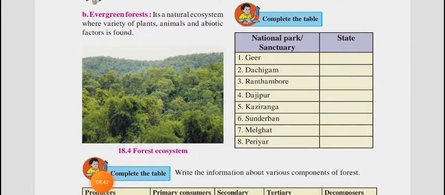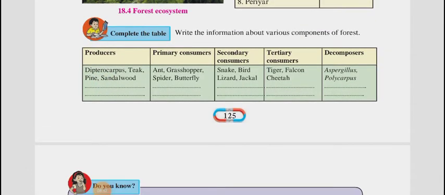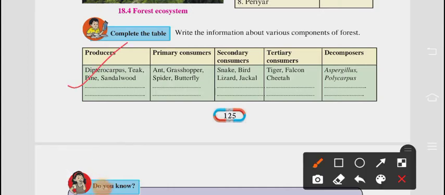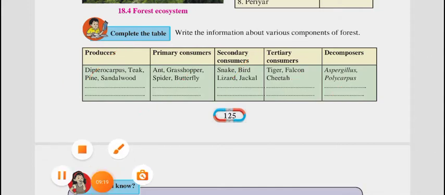Next topic is evergreen forest. It's a natural ecosystem where a variety of plants, animals, and abiotic factors are found. In this ecosystem you can observe producers: tea, pine, sandalwood, dipterocarpus; primary consumers: grasshopper, spider, butterfly; secondary consumers: snake, bird, lizard; tertiary consumers: tiger, falcon, cheetah; and the decomposers come over there: asparagus, polycarpus. All these are present in the evergreen forest.